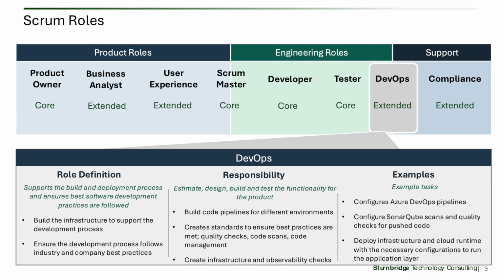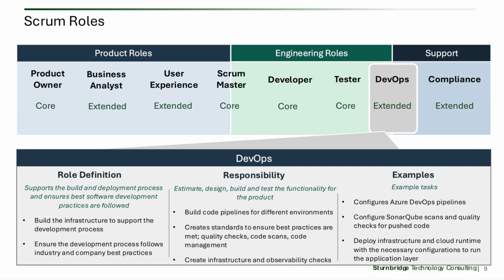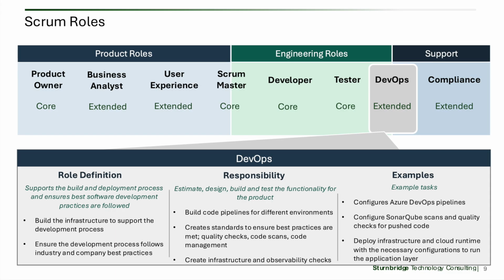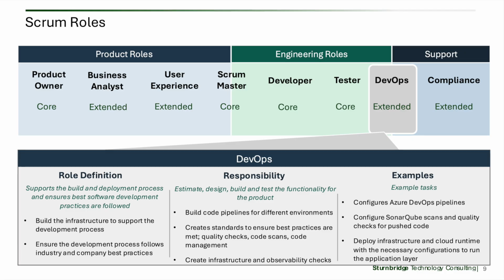This role is especially important because agile delivery without engineering discipline often creates speed in the short term and instability in the long term. DevOps helps the team scale delivery quality, not only delivery pace.